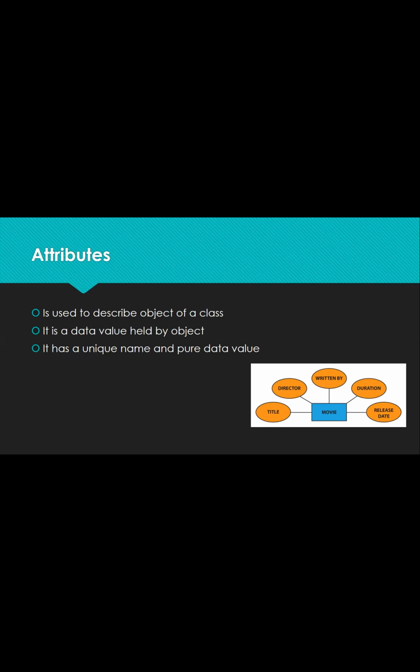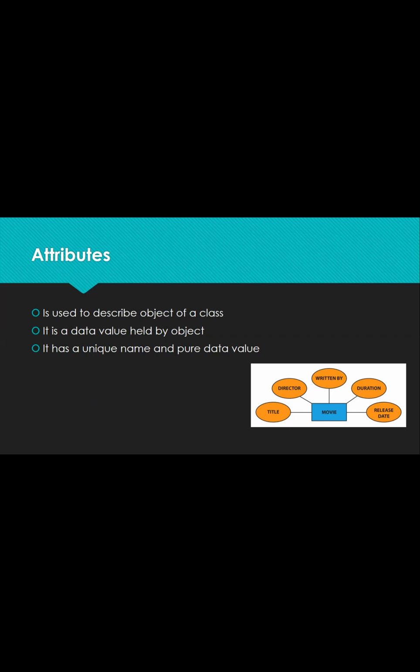Am I clear? An attribute is a description of that particular object. There could be many more descriptions about the object. It is a data value held by the object. Each of these is a data value. Data means something: your name is data, your address is data, your phone number is data. Whatever is related to you is data. So even if it is a movie, take you as an example.